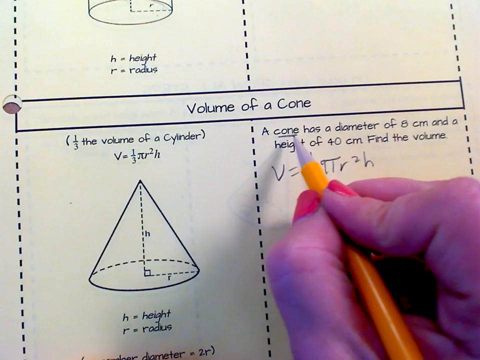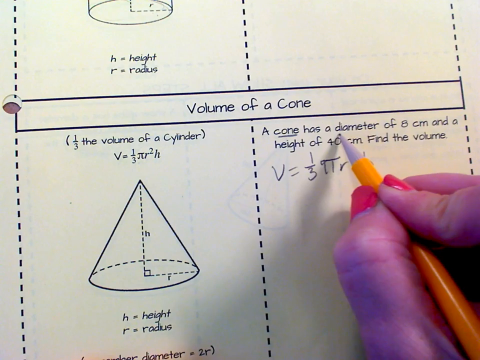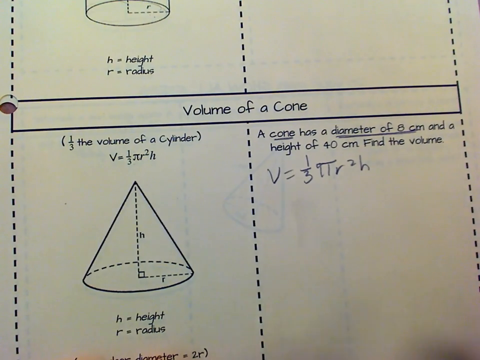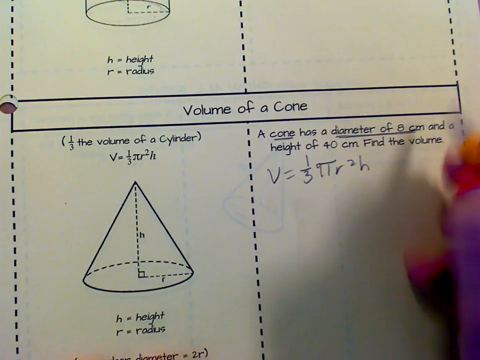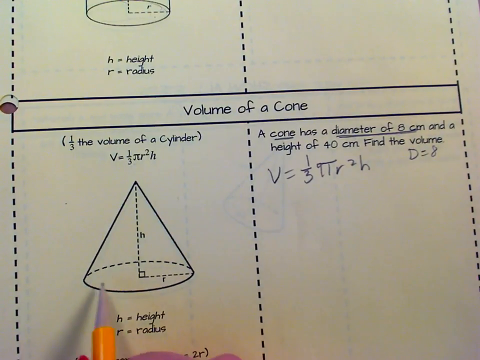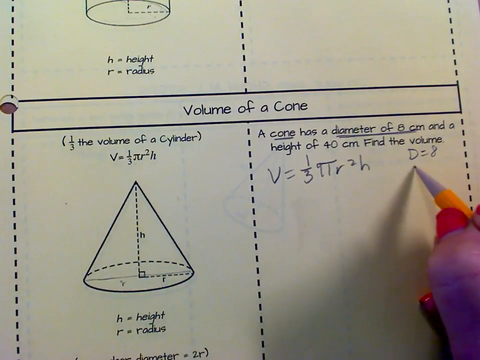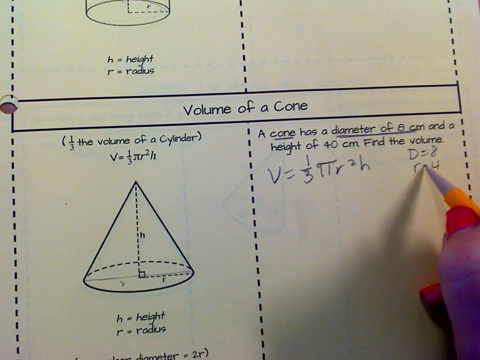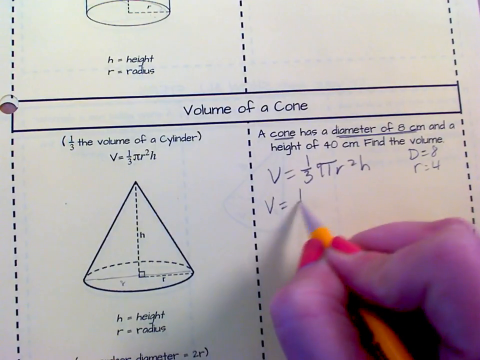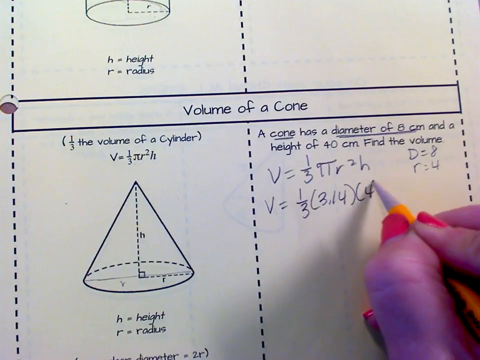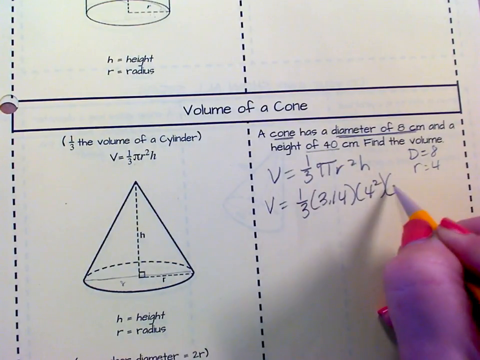All right, so we're going to plug in here. So a cone, now careful. This is what many of you are going to fall for. It says the diameter is 8. If the diameter is 8, we talked about this before, what's the radius? That's 4. So be careful, because the diameter is 8. So volume equals 1/3 pi, use 3.14. The radius is 4, and the height is 40.